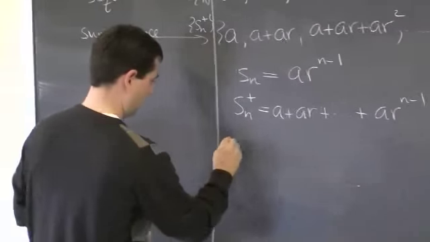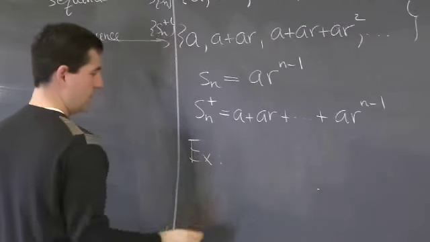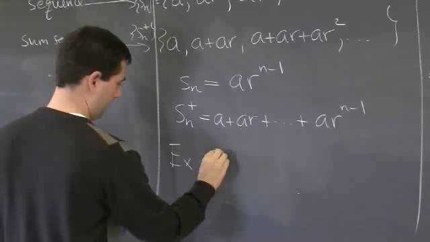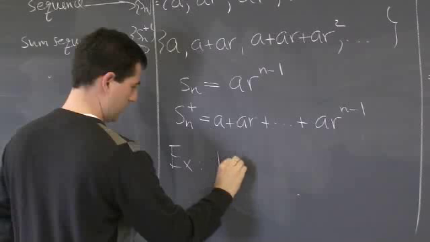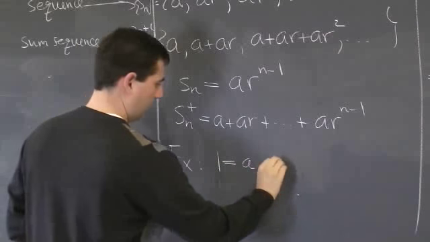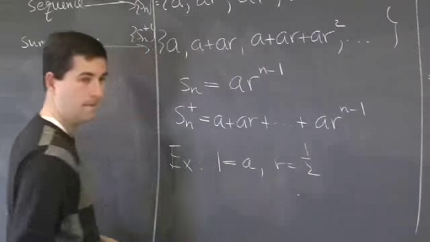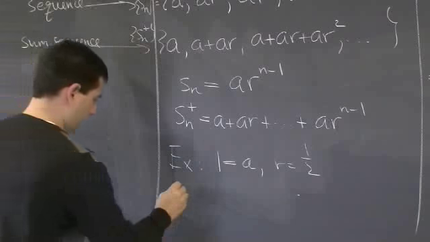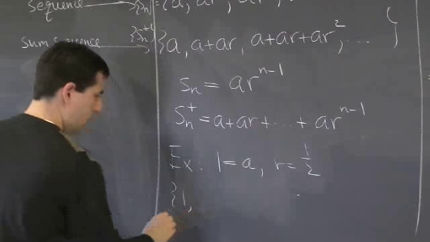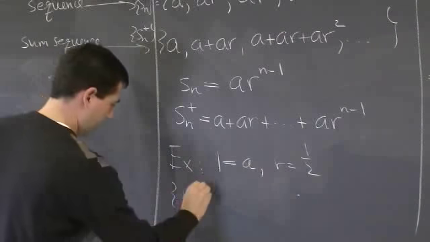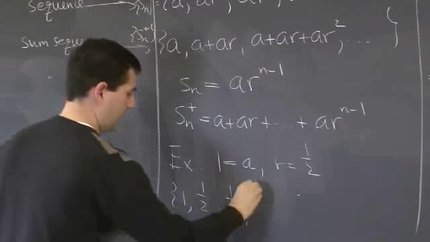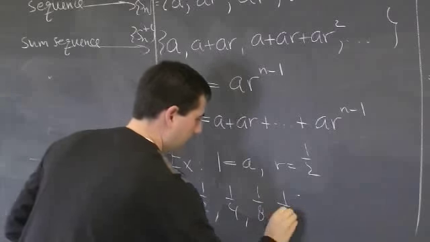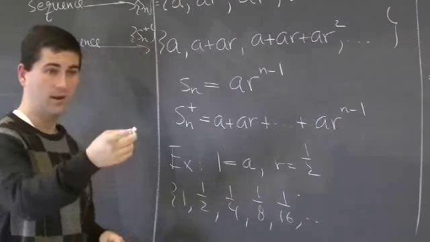An example of such a sequence would be, I'll start with a equal to 1, and r equal to a half. So your sequence would look like 1, then you multiply by a half, then you multiply by a half, then you multiply by a half, and so on.